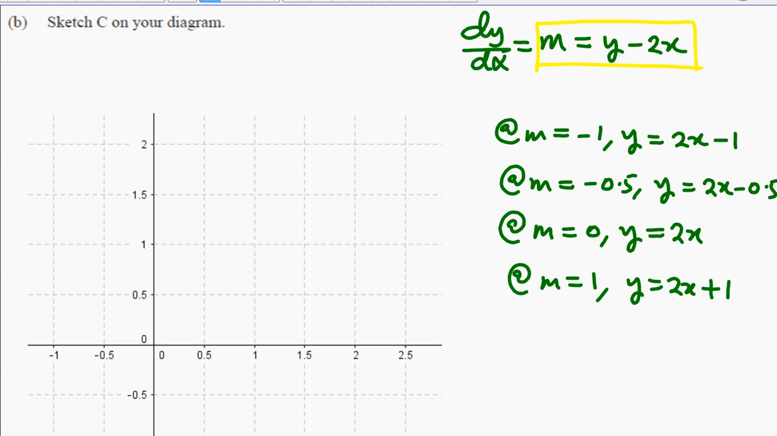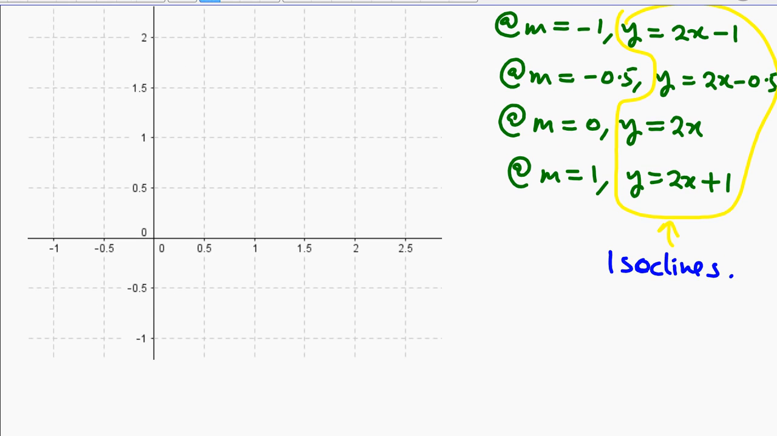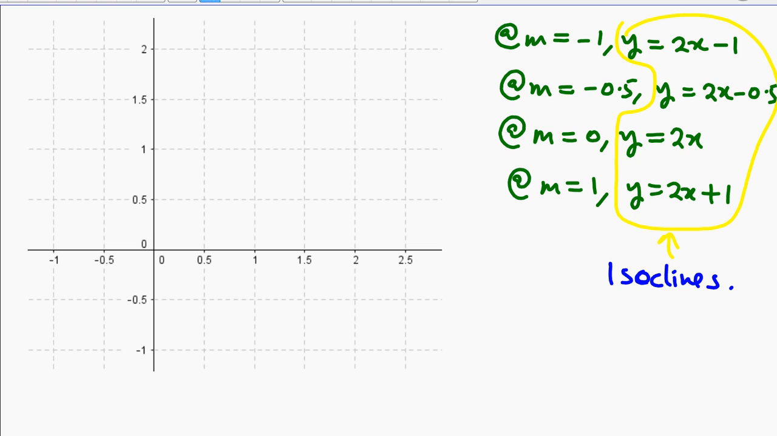Now all these equations that you're seeing here are what we call the isoclines. All right, so those are the isoclines. Now we need to sketch them on this diagram. So that's actually part A. You're required to sketch these.